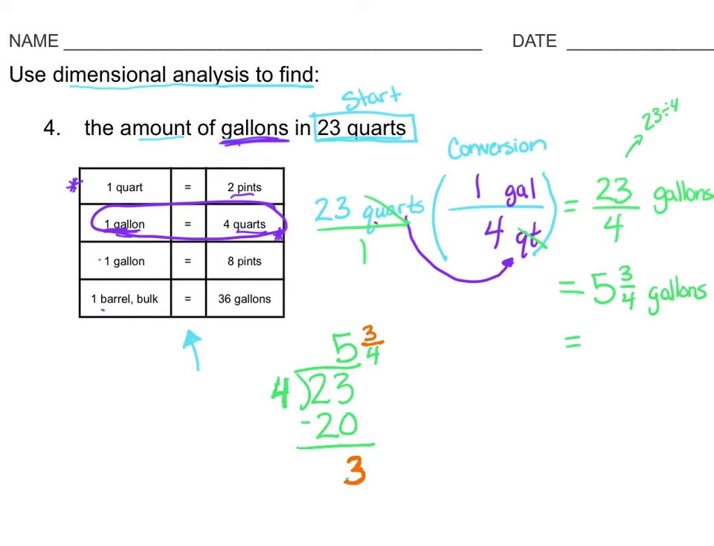Another answer you could possibly put is 5.75 gallons. The better one would be using your fractions. Okay, so you could put just 23 divided by 4 in your calculator and you would get the 5.75 gallons. Let's go on to question 5.